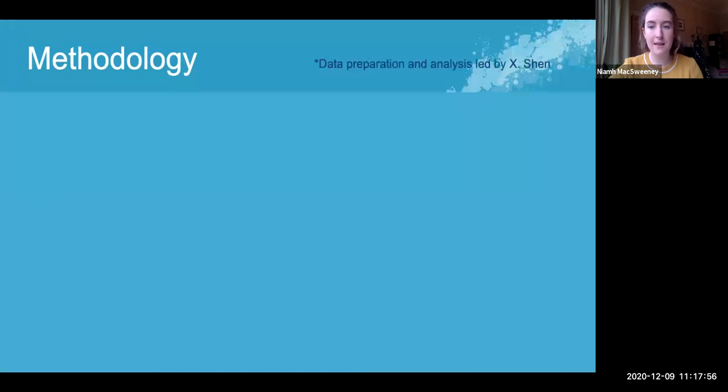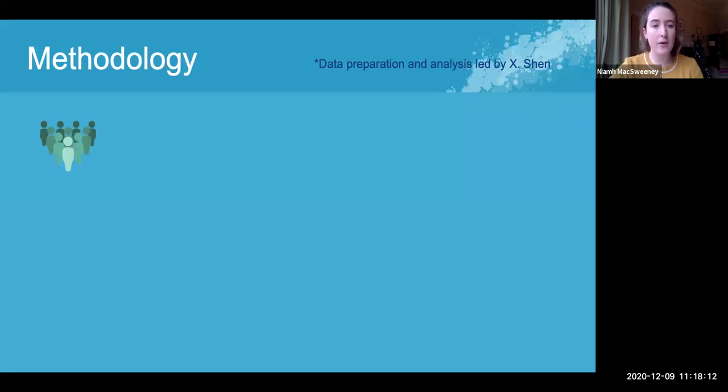So moving on to the methods we used in the current study. Just in honor of full transparency, this is the paper that Shen and I co-led. Shen led the data preparation and analysis, just to highlight that.